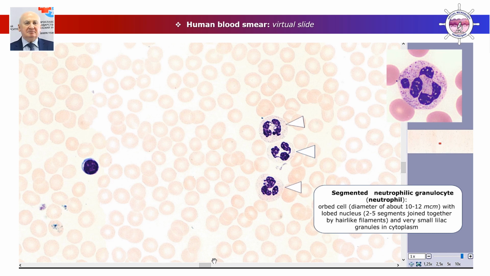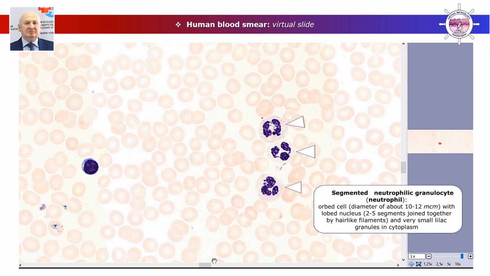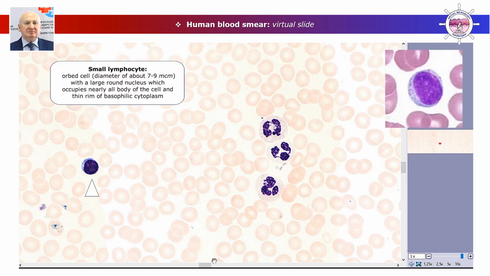Segmented neutrophilic granulocyte or neutrophil is a round cell with a lobed nucleus consisting of 2 to 5 segments joined together by hair-like filaments. Its cytoplasm contains very small lilac granules. Small lymphocyte is a round cell with a large round nucleus which occupies nearly all the body of the cell and a thin rim of basophilic cytoplasm.